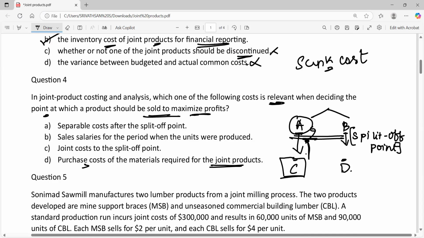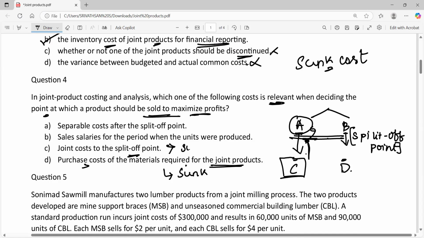Purchase cost of raw materials required for the joint products. This is obviously a sunk cost. You have already incurred it. Now you cannot influence it, right? So this is a sunk cost. The price at which you have purchased the material is a sunk cost. You have already incurred it. It is a past cost, historical cost, not relevant. Joint cost to the split off point. So any cost that you have incurred till the split off point is irrelevant.